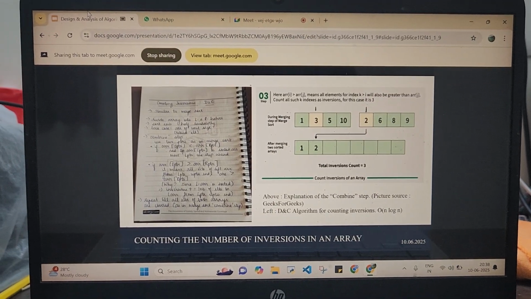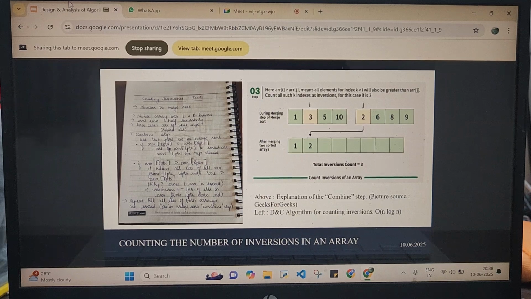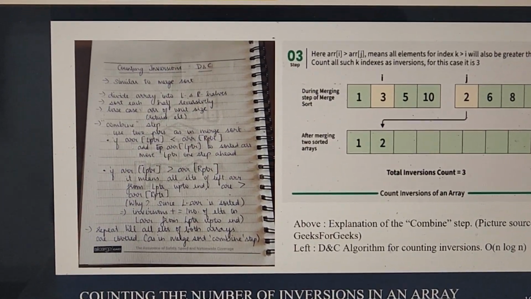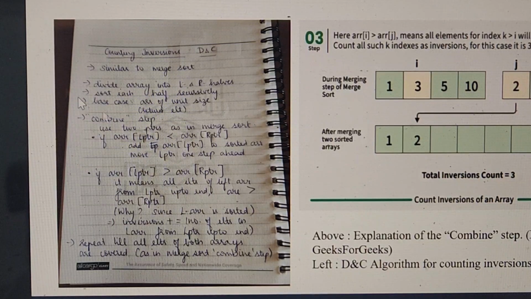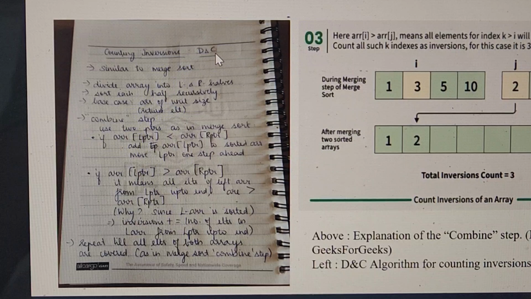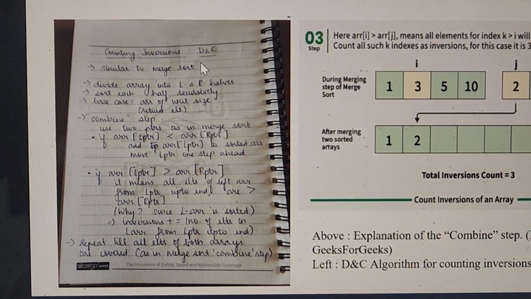So that was the premise, the question given to us. We will first look at the logic, the algorithm, and then a little bit of explanation and an example. If you look at the picture to the left, this is the algorithm for counting inversions using divide and conquer. This algorithm is very similar to merge sort. Merge sort is another algorithm which uses divide and conquer. Every algorithm which uses divide and conquer has three steps: divide, conquer, combine. And in this one, the divide and conquer steps are exactly the same as merge sort.